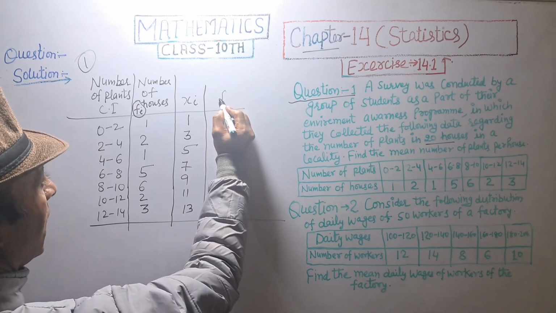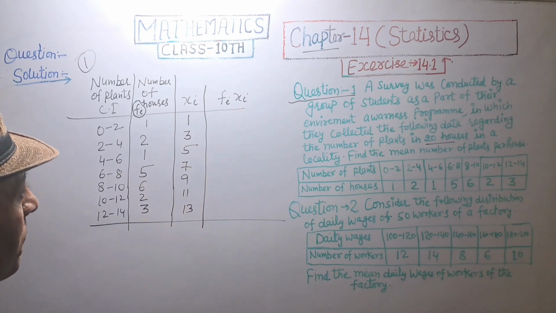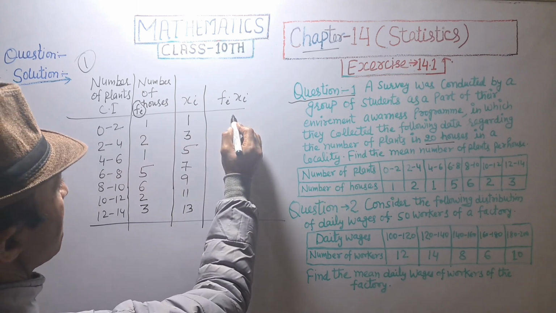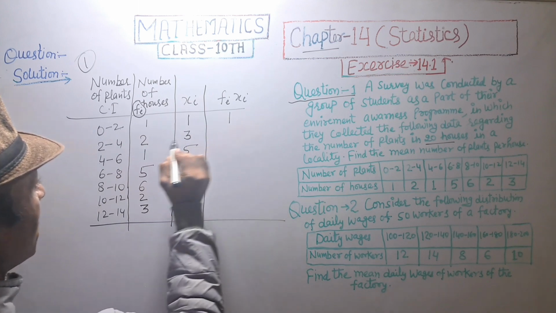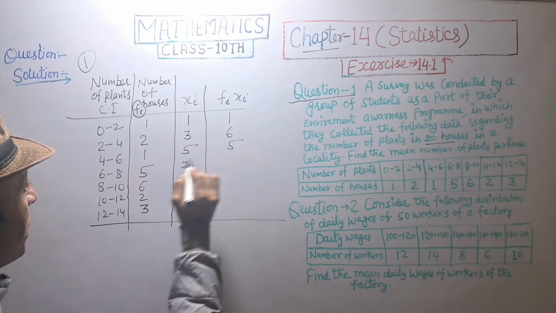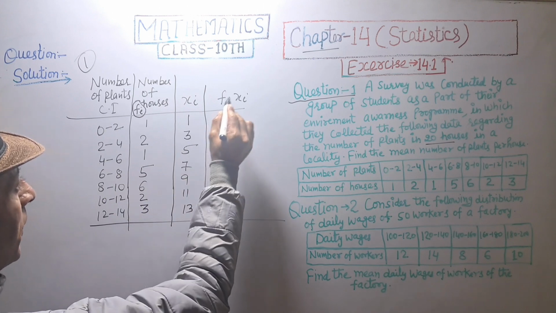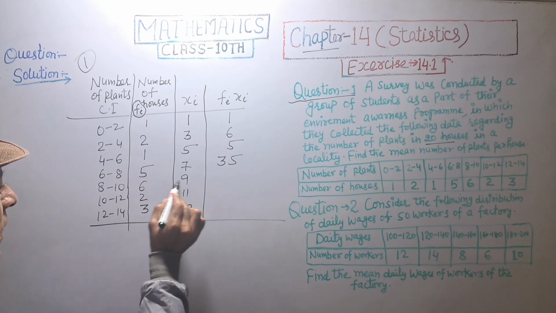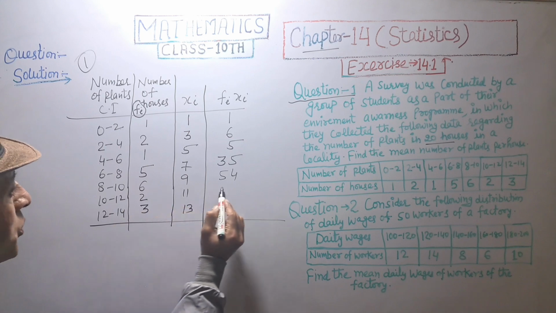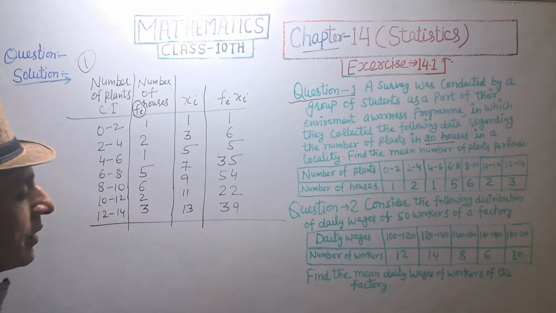And Fi xi: 1 into 1 is equal to 1, 2 3s are 6, 1 5 is 5, 5 7s are 35, Fi into Xi, 6 9s are 54, 2 11s are 22, 3 13s are 39.